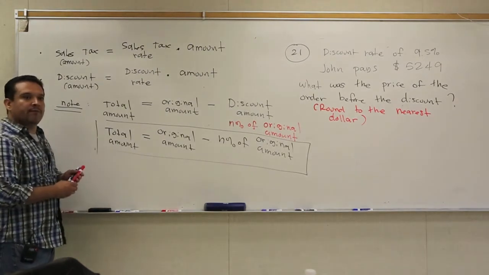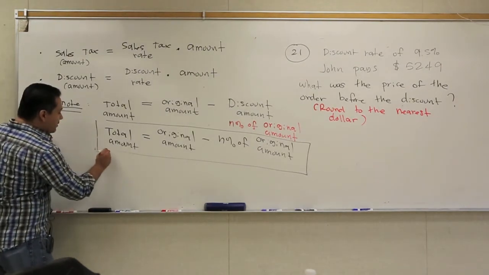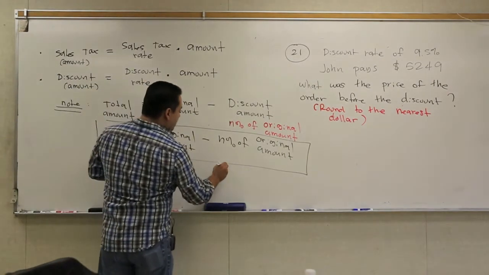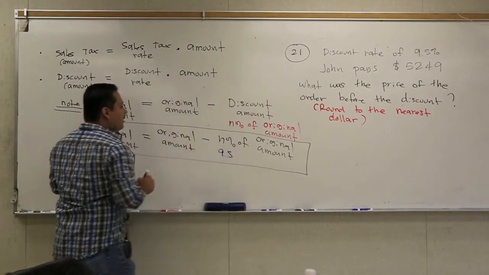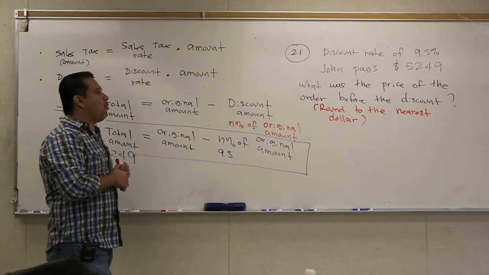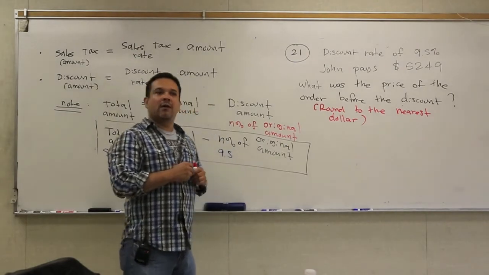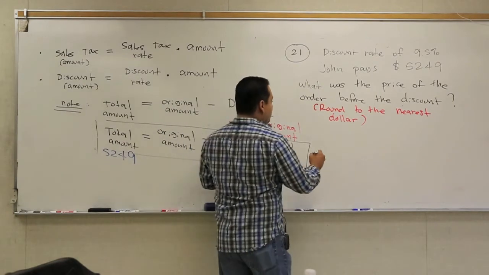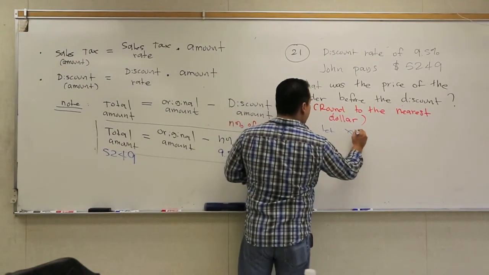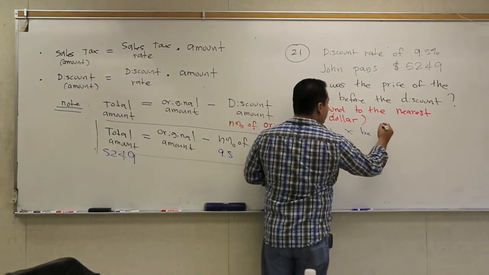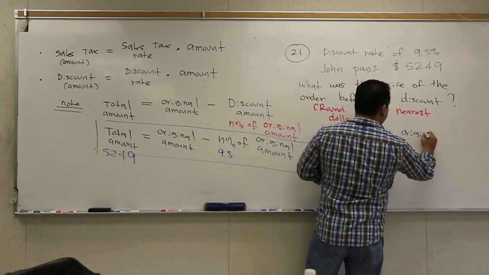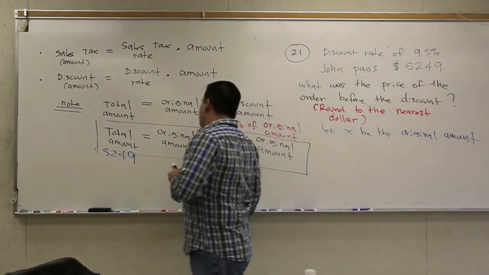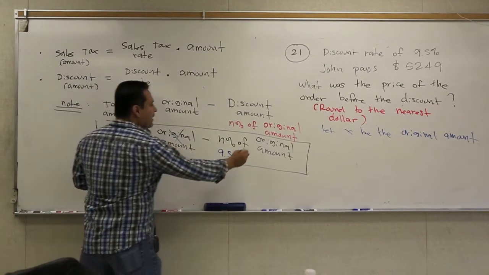Is that the total? All right, so $5,249. And then the rate was what? This is 9.5. And they're asking, what was the price of the order before the discount? That's your original amount. So yet again, you're going to say, let X be the original amount. So if X is the original amount, I put an X here. I put an X here.